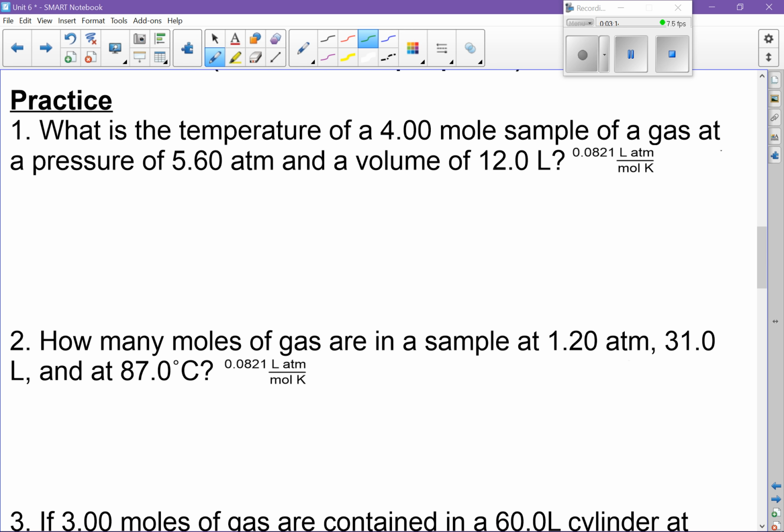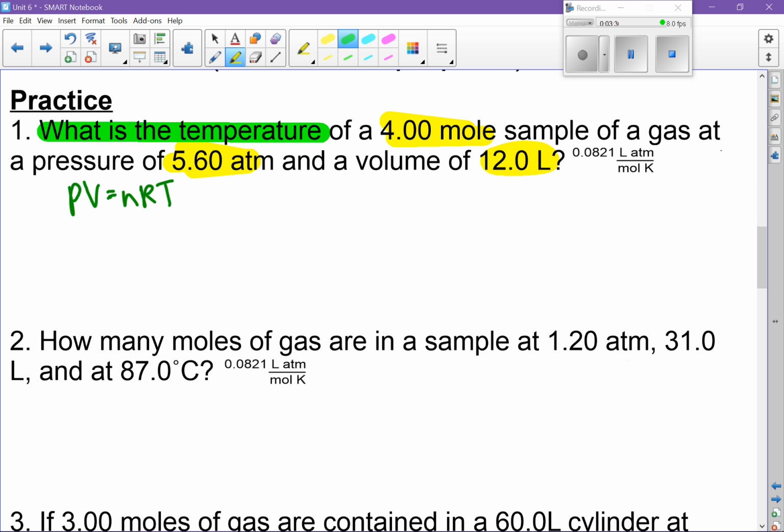First thing you're going to do every time is write the formula: PV equals nRT. Then it's kind of nice. Find all the numbers. There's one, there's another one. And the question says, what is the temperature? That means that this T right here is the x. That's the piece that I don't know. So let's find everything else.